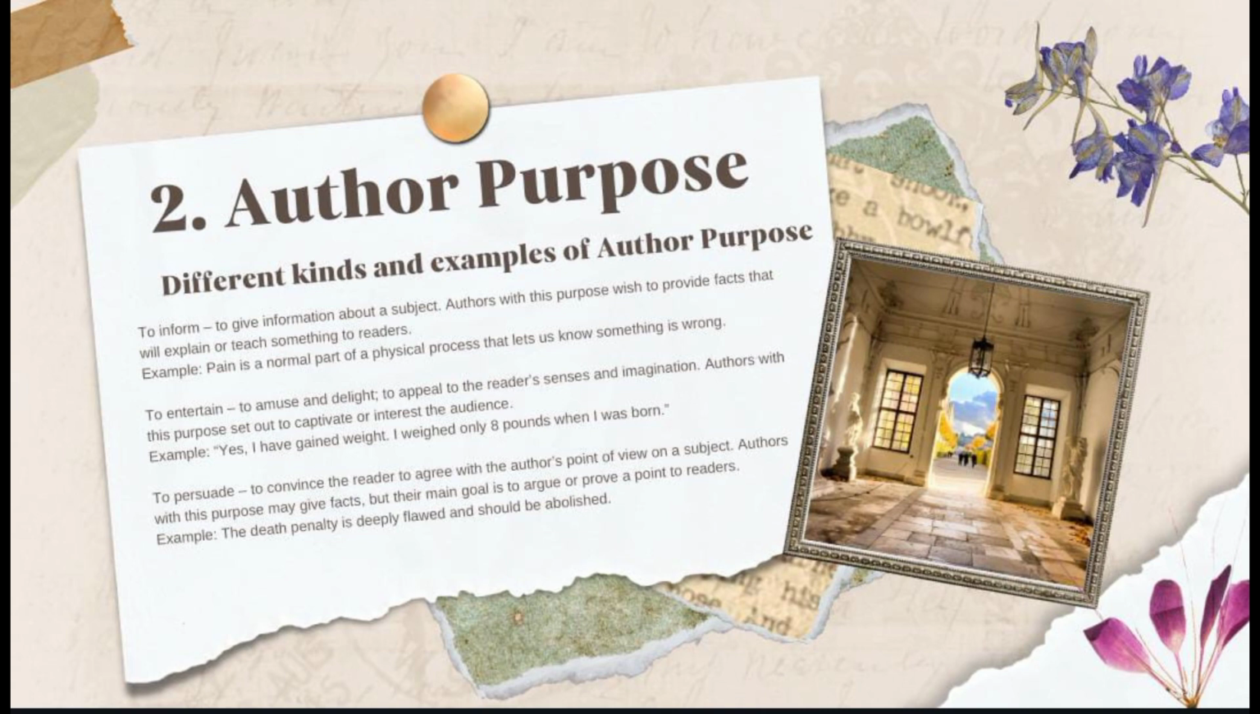Okay, different kinds and examples of author purpose. To inform: to give information about a subject. Authors with this purpose wish to provide facts that will explain or teach something to readers. Example: pain is a normal part of a physical process that lets us know something is wrong.